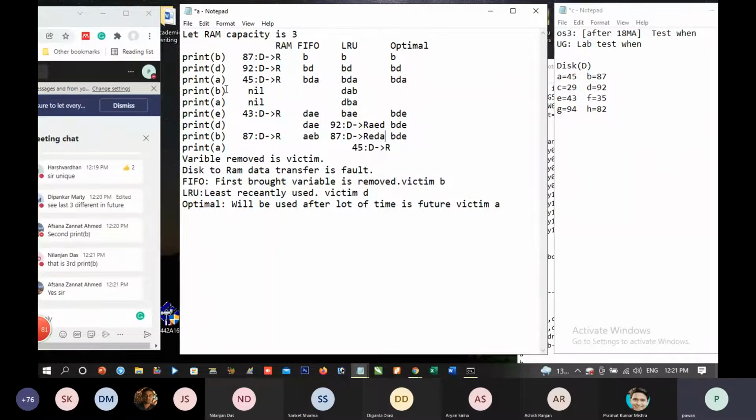You see, in the second print, BD, BDA, then DAB. What is the harm in the second print? The second print is all right. Nilanjan, see the second print. Second print is all right. Any problem now?